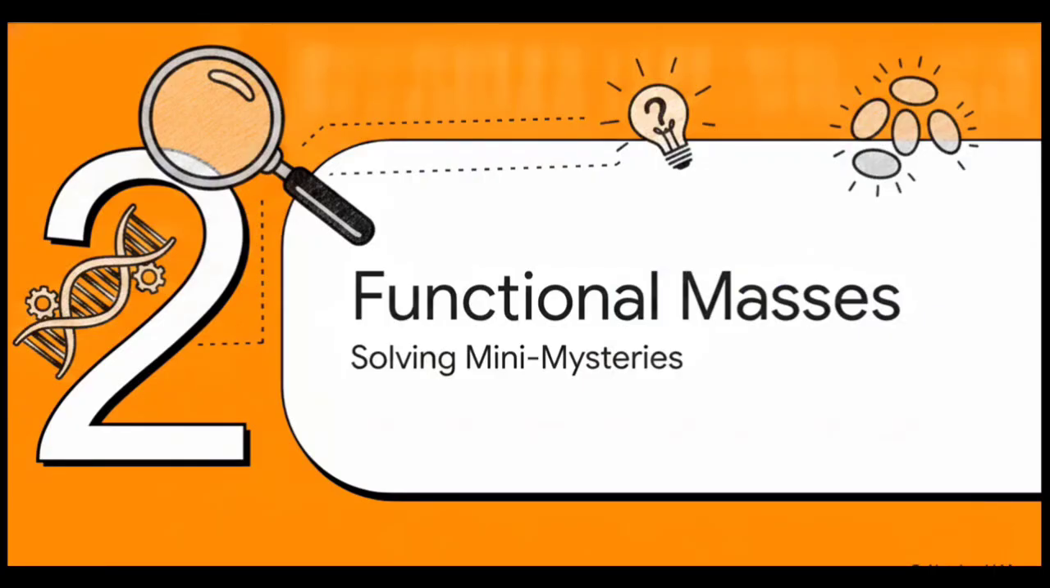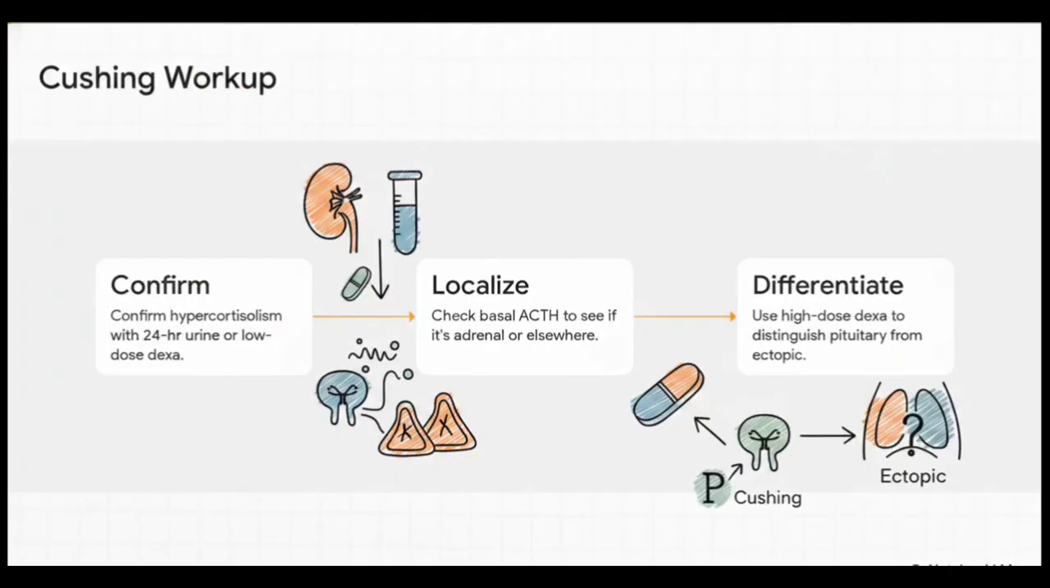Moving on to Section 2, functional adrenal masses. Solving the mini mysteries. Think of these hyper-functioning tumors as mini clinical mysteries, okay? Your magnifying glass here is strict biochemical algorithms. When working up hypercortisolism, algorithmic pacing is literally everything. If X, then Y. So step 1, confirm Cushing's syndrome actually exists. If a 24-hour urine-free cortisol or an overnight low-dose dexamethasone suppression test comes back positive, then, and only then, we move to step 2. Step 2 is checking basal ACTH levels to localize the source.